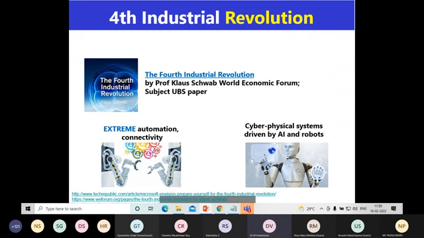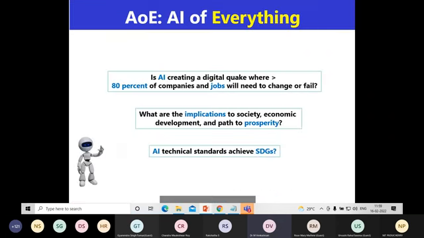So kindly go through this paper. You will get a lot of interesting news about these industrial revolutions. And now there is another terminology coined by the research community and forum. It's called AI for Everything, the AOE.